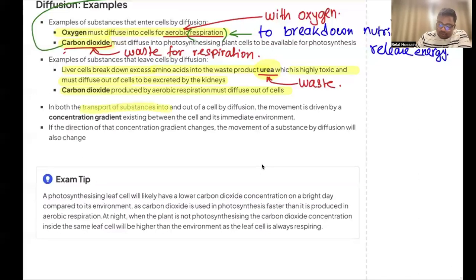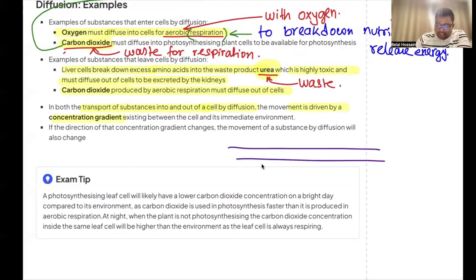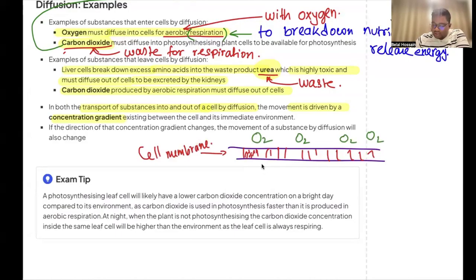Okay, in both transport of substances into and out of the cell by diffusion, the movement is driven by concentration gradient. Simply put it this way, if there is a membrane, consider this as your cell membrane. Okay, let's just call it cell membrane. There is a lot of oxygen outside the cell. Now, why isn't there a lot of oxygen inside the cell?